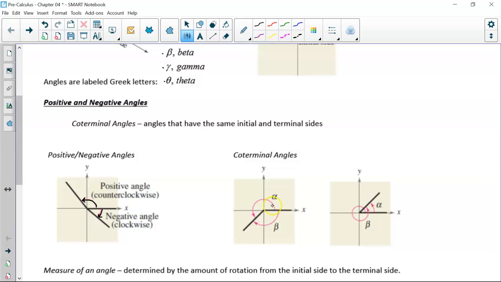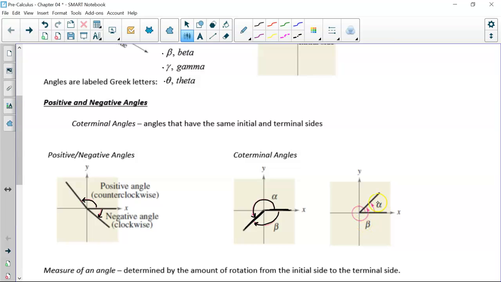Now, here's an example of some coterminal angles. They have the same initial and terminal sides. Now, alpha is our positive angle. So it's going counterclockwise. And beta is our negative angle, and it's going clockwise. And you can see they have the same initial side on the x-axis and the same terminal side.